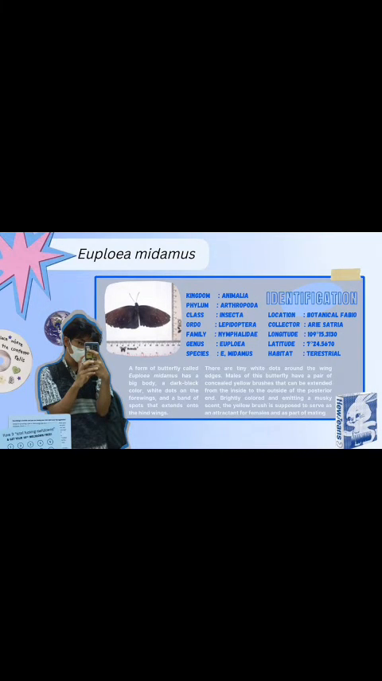the blue crow butterfly, usually called kupu-kupu gagak biru, and it will be explained by me. Okay, so we will talk about Euploea midamus or kupu-kupu gagak biru. Euploea midamus is a butterfly with a big body, a dark black color, white dots on the forewings, and a band of spots that extends onto the hind wings. There are tiny white dots around the wing edges.